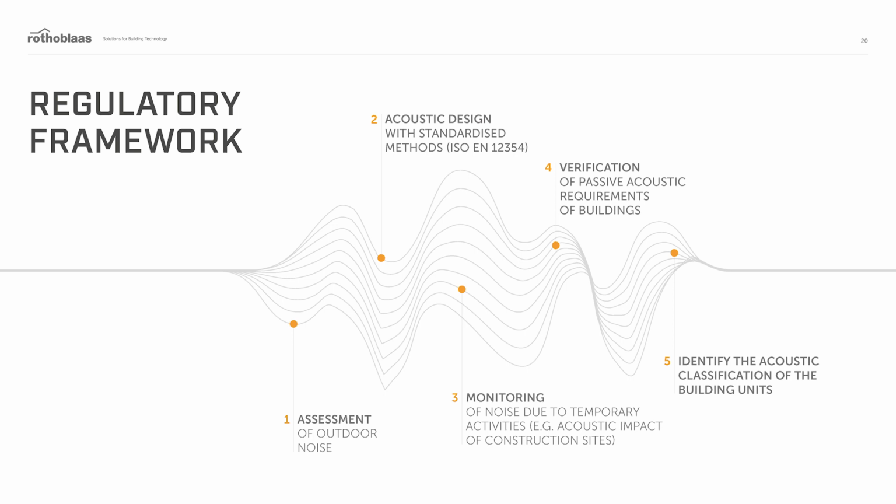Step 2. The acoustic design must follow the standardized methods of EN ISO 12354. Step 3 is to monitor noise caused by temporary activities, for example, the acoustic impact of construction sites. Step 4 is the verification of passive acoustic requirements for buildings. These measured values must comply with specific legal acoustic requirements. And step 5 is to identify the acoustic classification of the building units.